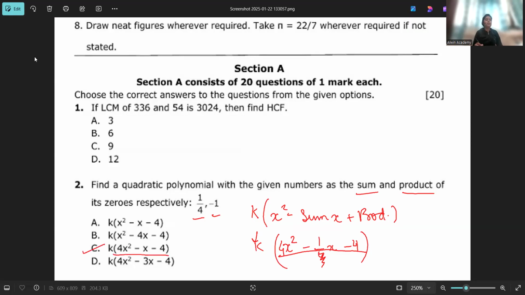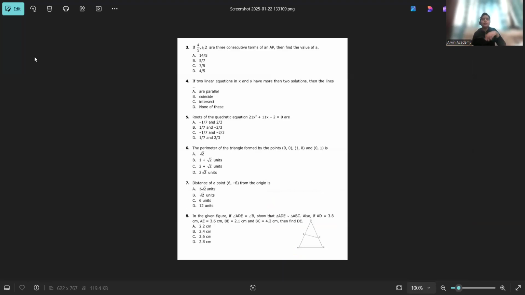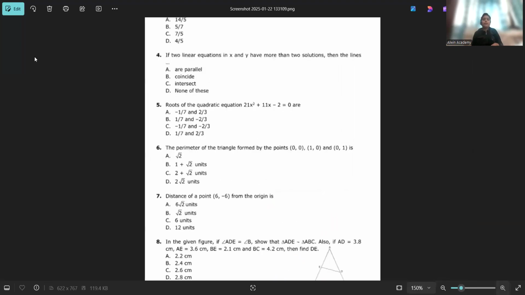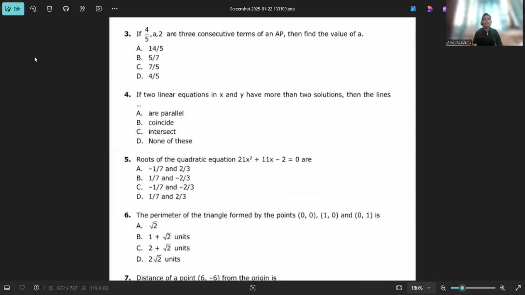Moving on to the next question, we have: if 4 by 5, a and 2 are three consecutive terms of an AP, then find the value of a. Now, one way you can use is that this is the common difference and this is the common difference. Both will be the same. So a minus 4 by 5 is equal to 2 minus a. Transposing, it is a simple linear equation.